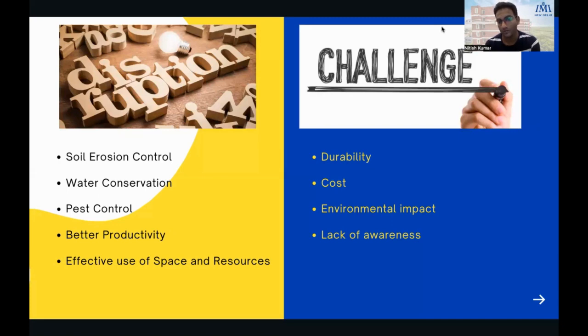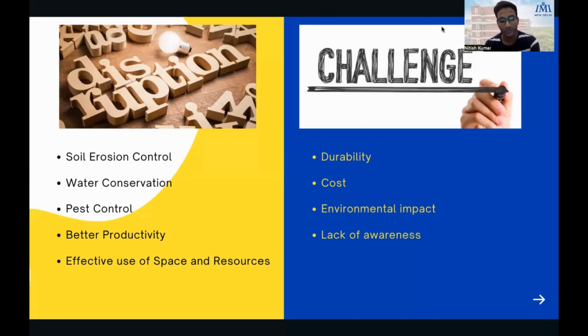Now, when disruption is caused, we cannot ignore the challenges which are being faced. So let us address the challenges one by one. First is cost. The cost of agrotech textiles can be higher than traditional agricultural materials, making them less accessible to small-scale farmers. This is one of the problems which is yet to be resolved, and it will stay for quite a significant period of time going forward in future.